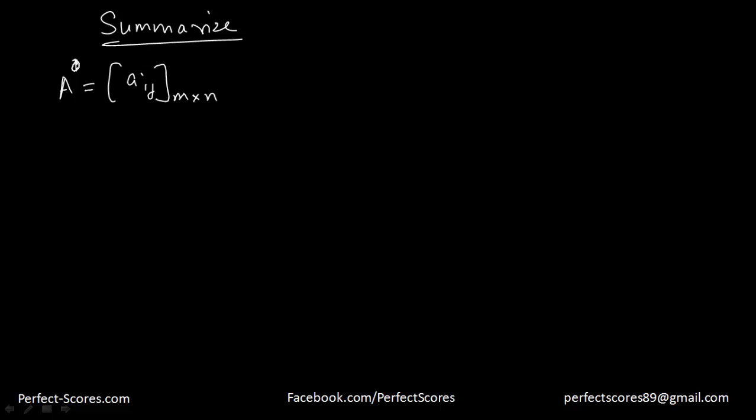I'll just summarize what I did. Now in the summary, first thing I'd like to say is that if A is of Aij and is of order m into n, then the transpose is going to be A of Ji, and it's going to be of the order n into m.